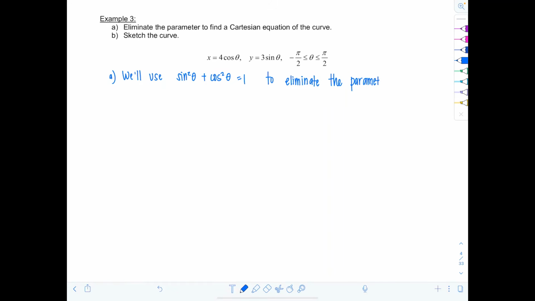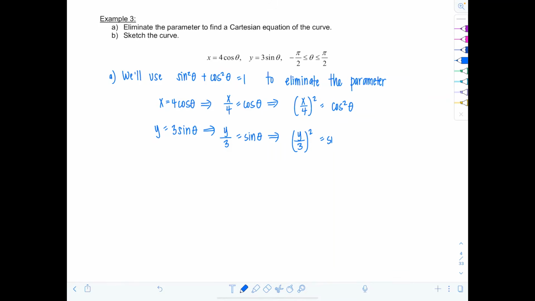You will wow your friends when you do this. So we know they told us x equals 4 cosine theta. That means x divided by 4 is equal to cosine theta, correct? So then I can say, all right, x over 4 squared is equal to cosine squared theta. Similarly, since y is equal to 3 sine theta, that means y over 3 equals sine theta, which means y over 3 squared equals sine squared theta.